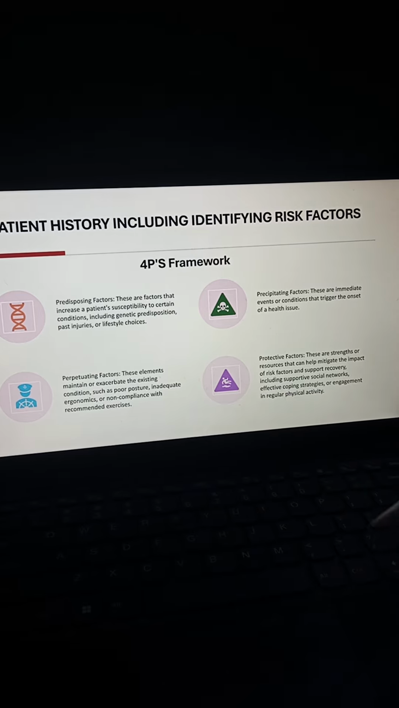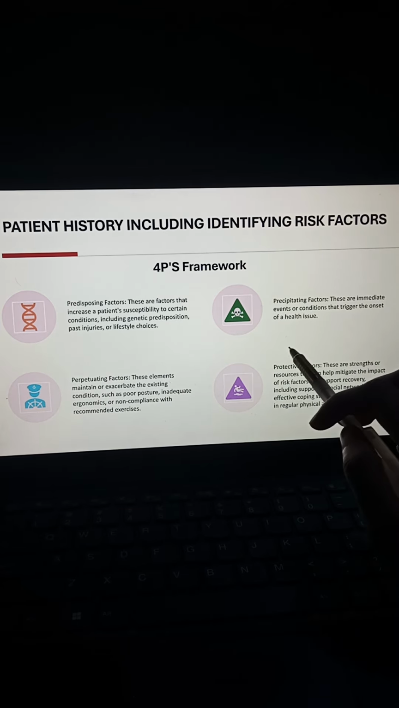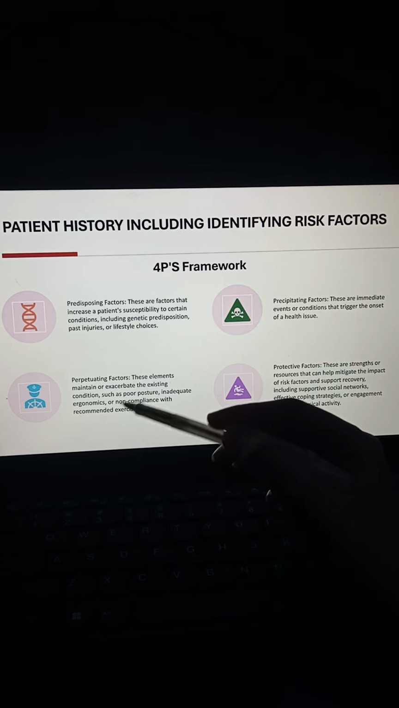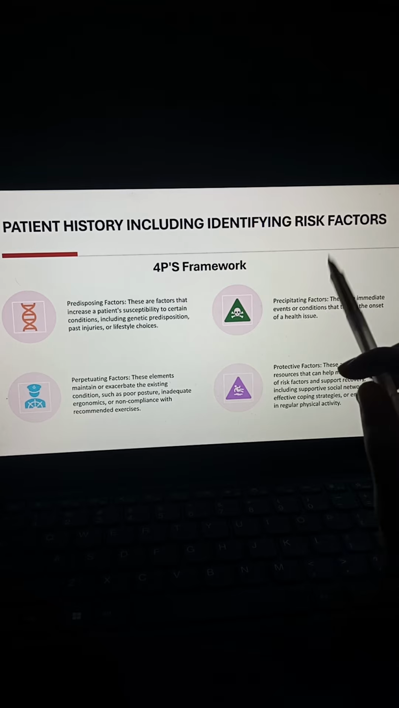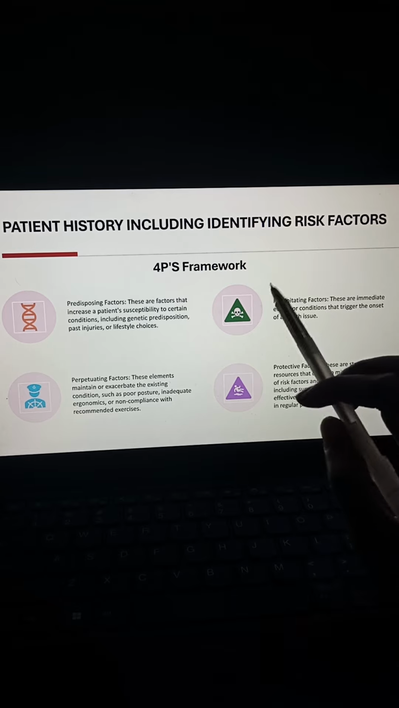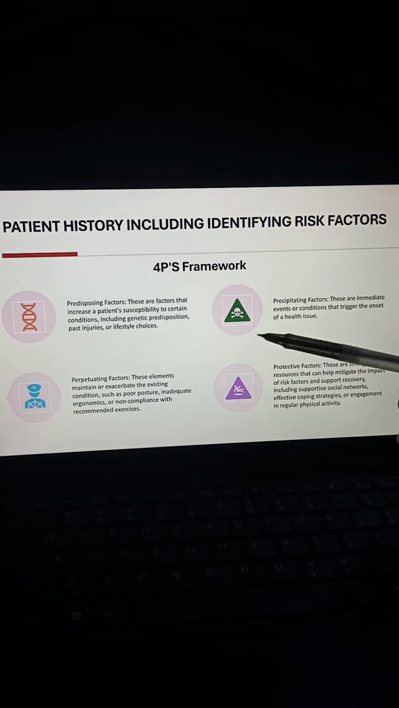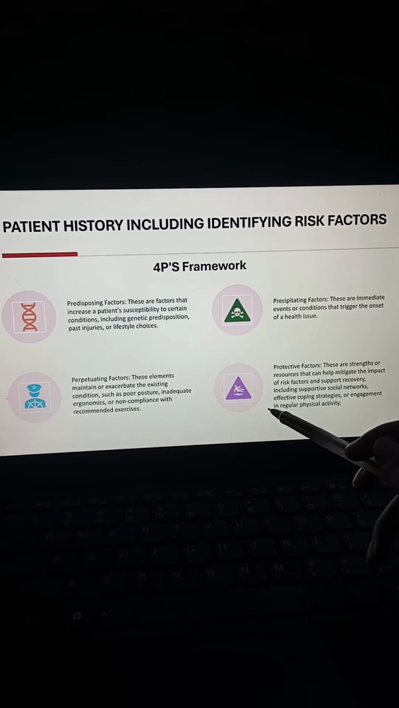Then there are the precipitating factors. These are the immediate events or conditions that trigger the onset of a health issue. When we talk about perpetuating factors, these are the secondary factors. These are not immediate factors, while the precipitating factors are the immediate factors. If the patient has diabetes, for example, and he has taken something very sugary or very sweet, he may get an increase in his sugar level, so that is called a precipitating factor. These are the immediate factors that cause the increase in that blood sugar level.